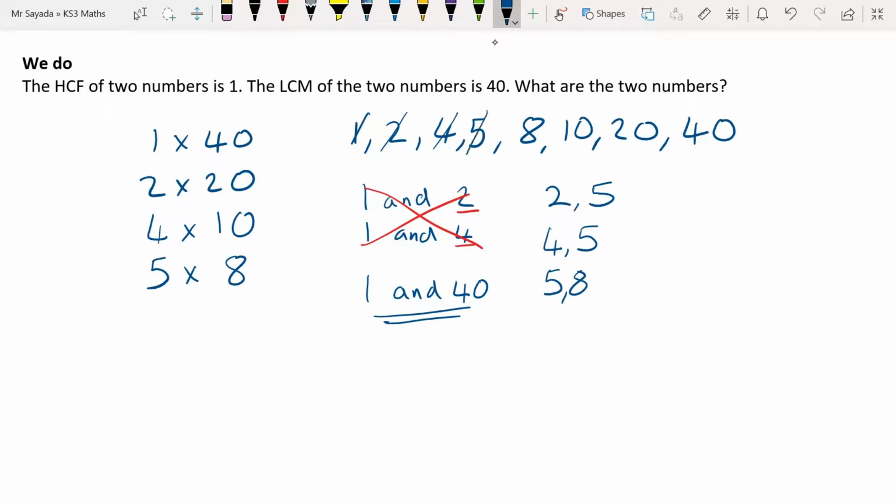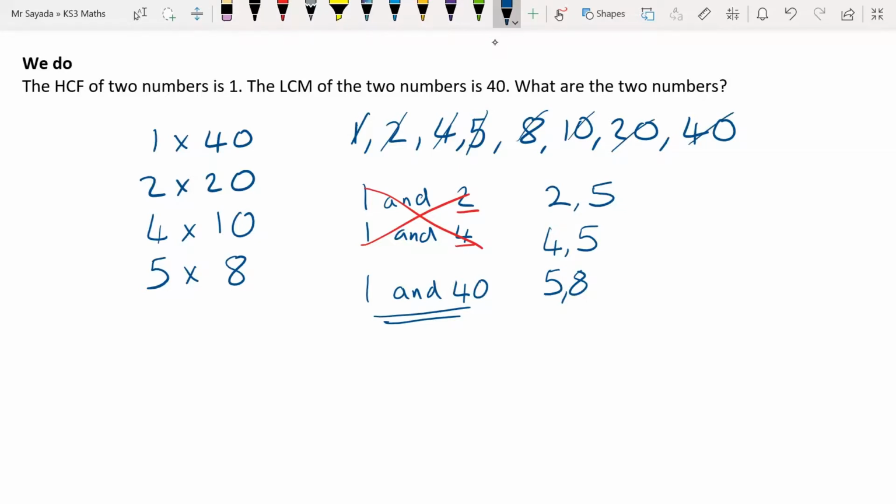That's 5 dealt with. You can see I'm moving methodically through the numbers to work this out. 8, 10, 20, and 40 are all even numbers, so they all share a factor of 2. So there are going to be no other combinations which have a highest common factor of 1. So we've got 2 and 5, 4 and 5, or 5 and 8.